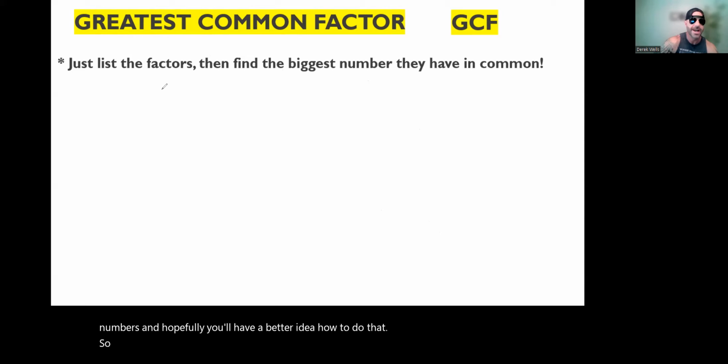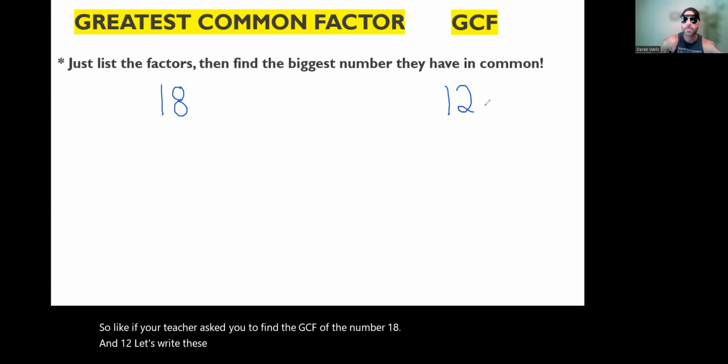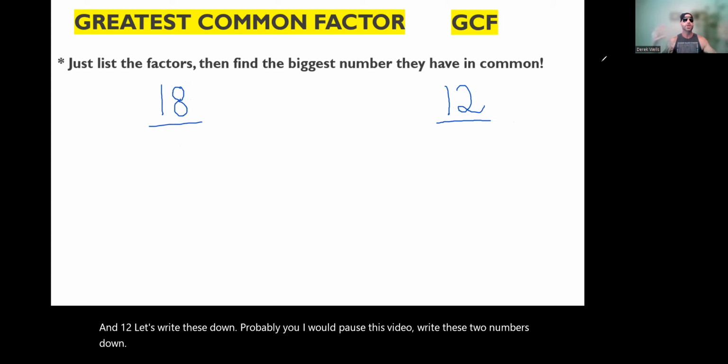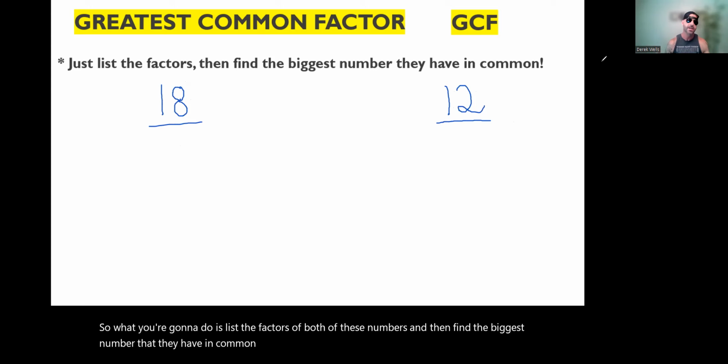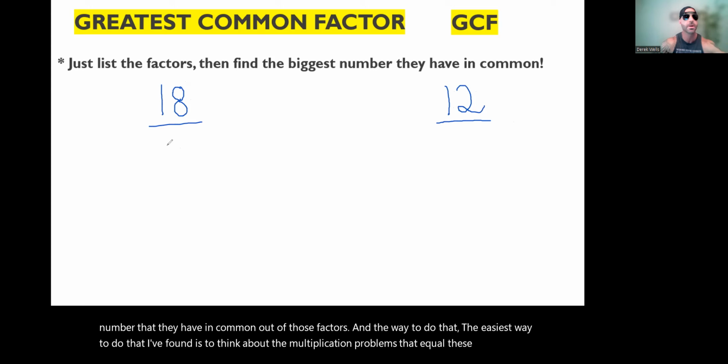So, like if your teacher asked you to find the GCF of the number 18 and 12, let's write these down. If I were you, I would pause this video, write these two numbers down. So what you're going to do is list the factors of both of these numbers and then find the biggest number that they have in common out of those factors. And the easiest way to do that I've found is to think about the multiplication problems that equal these numbers. So let's start with the number 18.